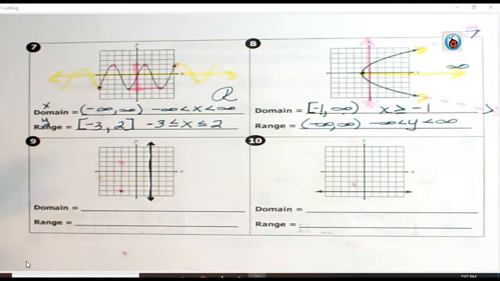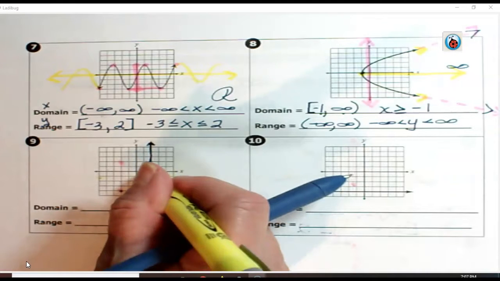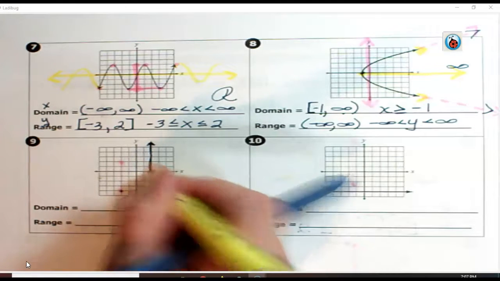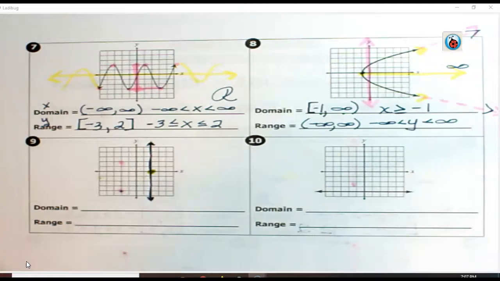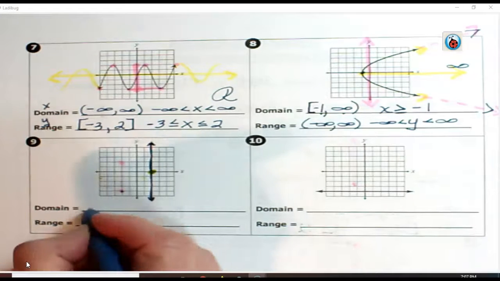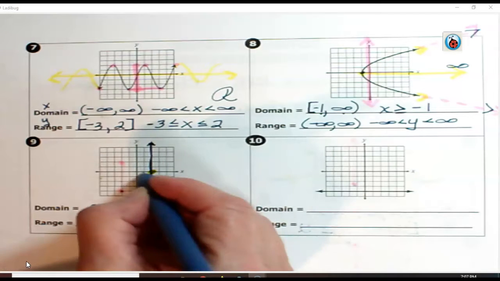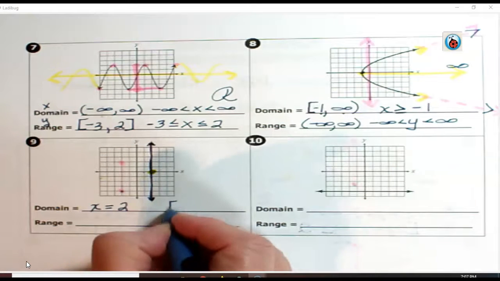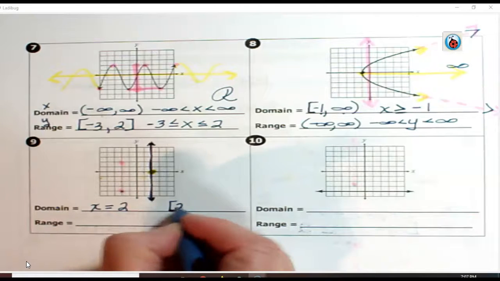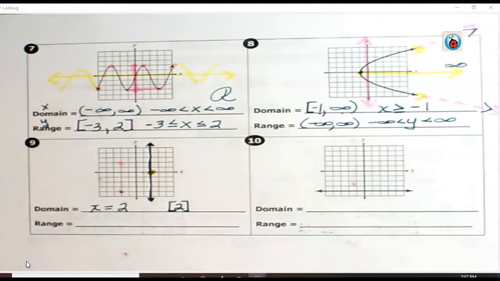If you take a look, the only point that has an X value is these guys right here on that line. That's the only X that's included. So my X value is actually equal to 2. Interval notation, there's not really a way to write it. You would just put it in a bracket as 2. That's the only number.